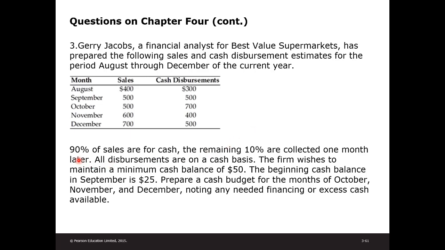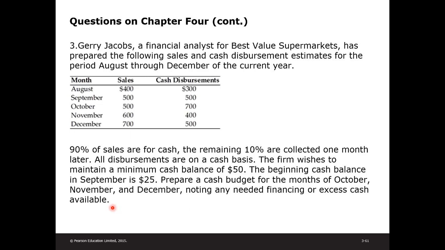As we can see here, we have some information: 90% of the sales are made in cash, and the remaining 10% are collected 1 month later. So we only have a 1 month lag, not 2 months. All disbursements are on a cash basis, so all will occur in the same months, no lag in the cash disbursement. The firm wishes to maintain a minimum cash balance of $50, so each month the company must have a minimum cash balance of $50. The beginning cash balance in September is $25, so prepare a cash budget for the months of October, November, and December, noting any needed finances or excess cash available.